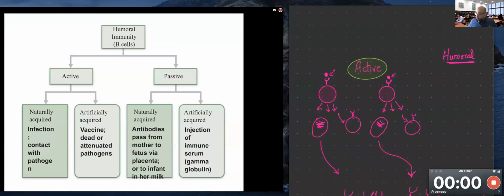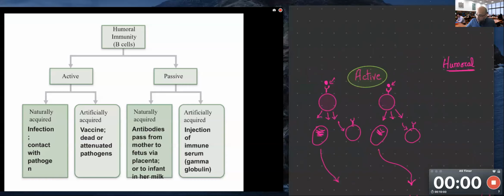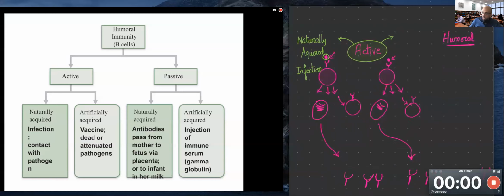So, according to where you got the antigen from, we're going to classify active humoral immunity into two subtypes. Where did you get this antigen from? If you get it from nature, it's going to be naturally acquired. In other words, you've got the infection. You got exposed to the pathogen that might have caused an infection. Now as you get exposed to the antigen, your naive B lymphocytes are going to become activated into plasma cells and memory cells.